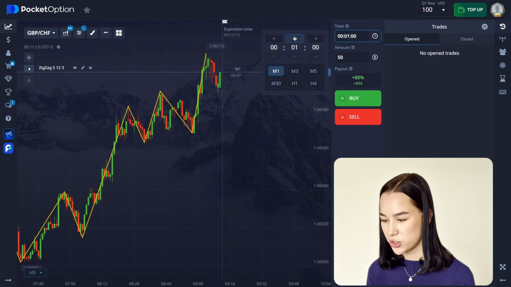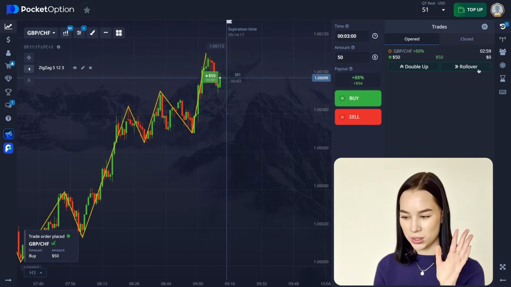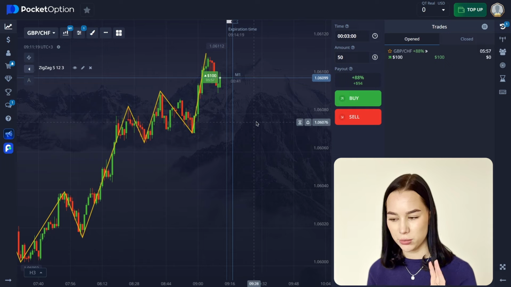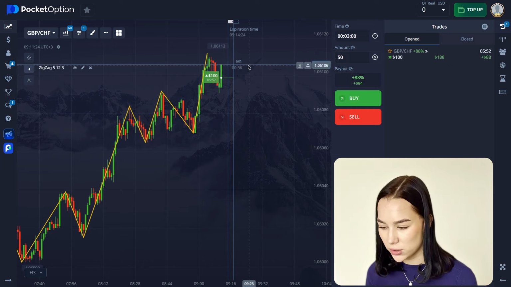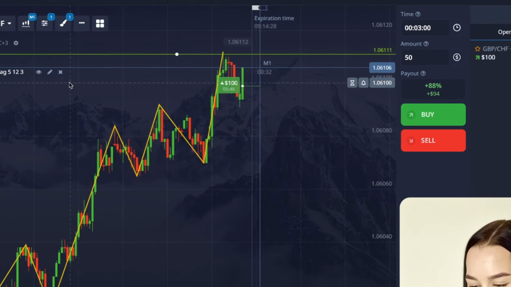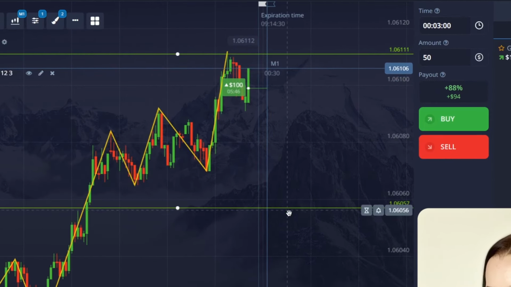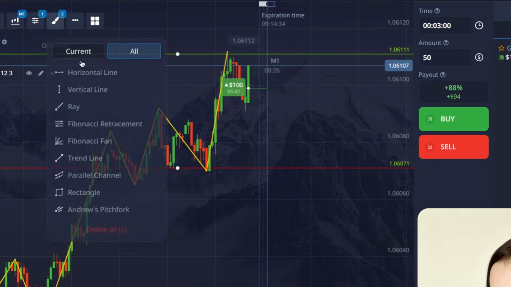The expiration time is 3 minutes, and we open a buy trade and open a rollover immediately. Let me explain everything, because you will probably tell me, Lisa, what are you doing? We can clearly see the start of the downward trend. Here is the resistance level and here is the previous support level, but the price didn't go to this level, and now it's still moving upward.